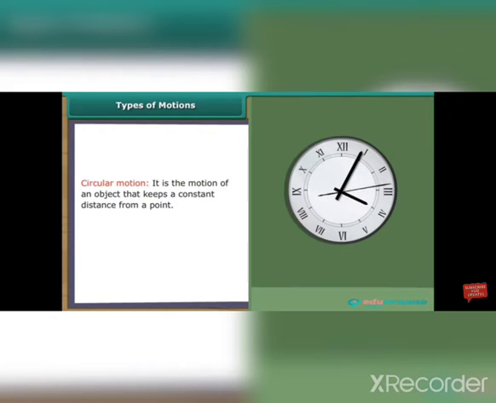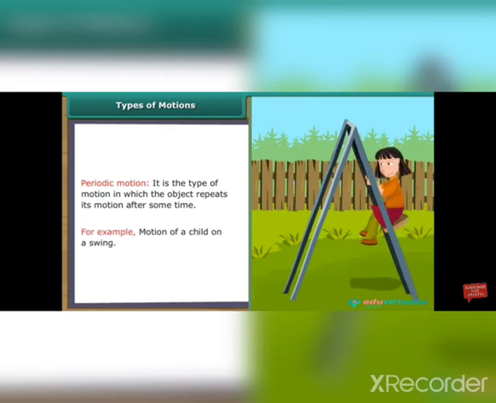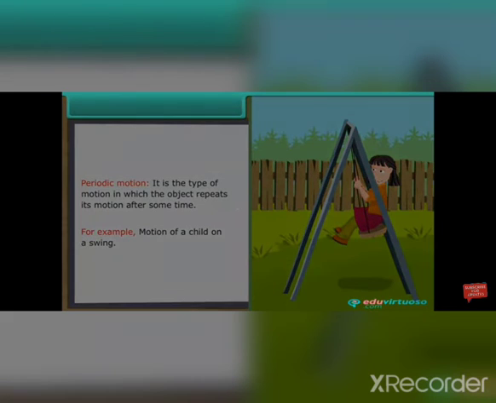Circular motion. It is a motion of an object that keeps a constant distance from a point. For example, hands of a clock. Periodic motion. It is a type of motion in which the object repeats its motion after some time. For example, motion of a child on a swing.